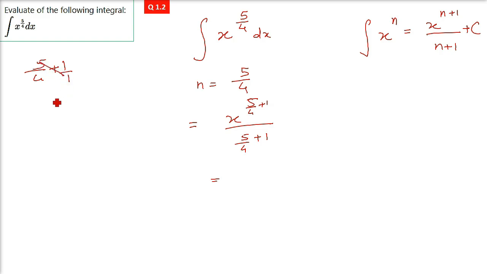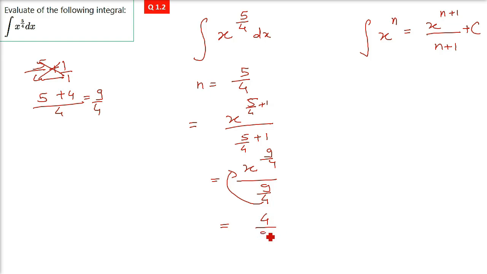5 into 1, write it here. 4 into 1, write it here with a plus. And then 4 into 1, that is the multiplication in the denominator. So you get 9 by 4. x raised 9 by 4 divided by 9 by 4 plus constant of integration. And 9 by 4, of course, when it goes up, the 4 will be up and 9 in the denominator. So 4 by 9, x raised 9 by 4, and then we have the constant.